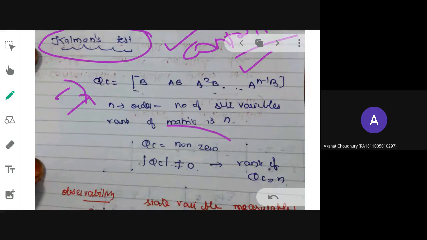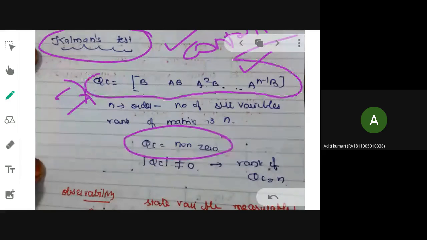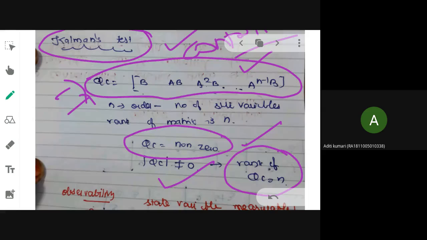What is the condition for that matrix? That should be a non-zero element or a zero element? You will be finding out QC by using this formula. Then the answer for that should be a non-zero element. It should not be equal to 0. Then the rank of QC should be equal to n, the order.